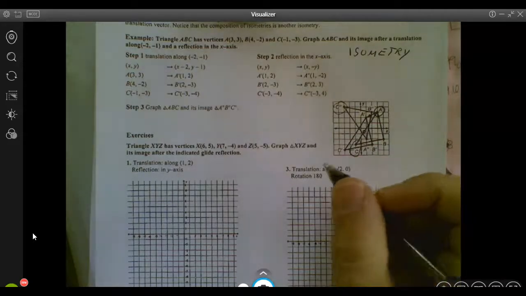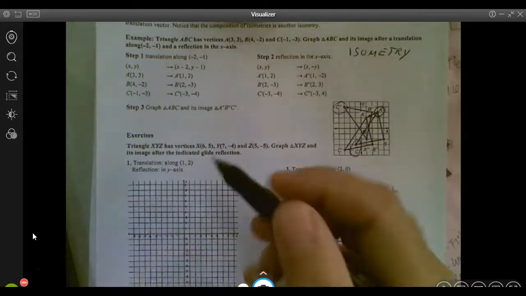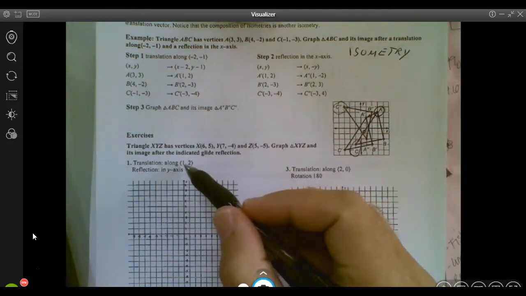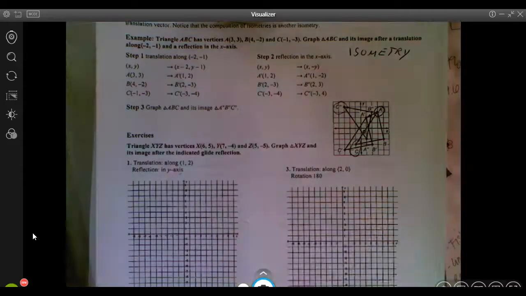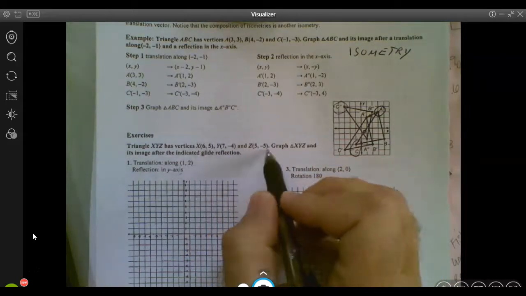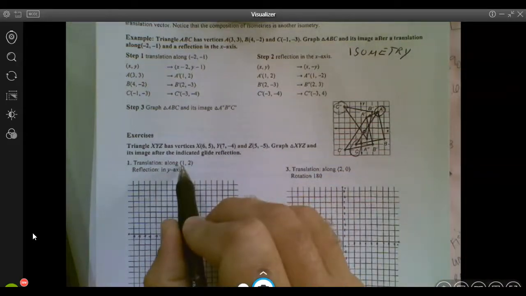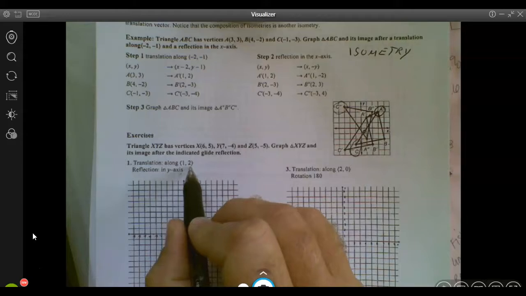So let's try that with a couple. On number 1 here, we're going to do a translation. So we're going to go right 1 and up 2, because they're both positive. And then from there, I'll do the reflection in the y-axis. So a couple ways you can do this that I've already talked about is you could write all of this down without the graph if you just use the rules, right? I know based on this that I can take all 3 of these points. I can add 1 to the x's. I can add 2 to the y values. And that will give me the first transformation.